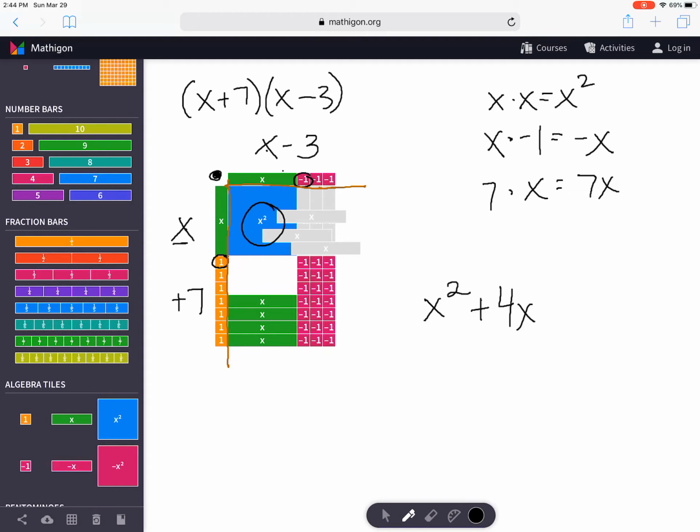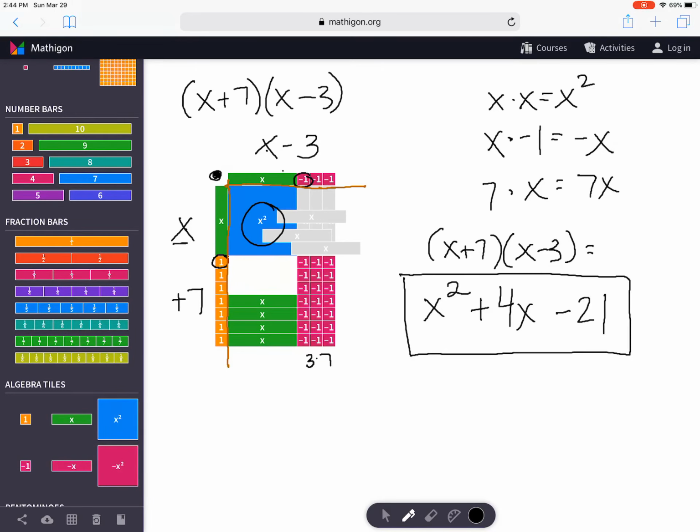just be my solution. So I have columns of 3, and then my rows, I have 1, 2, 3, 4, 5, 6, 7 rows. So I'm saying 3 times 7, and since they're all negatives, it's minus 21. Therefore, I know my solution to the product of x plus 7 times x minus 3 is equal to x squared plus 4x minus 21.